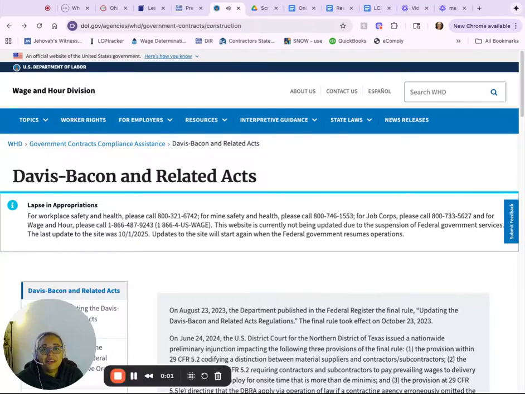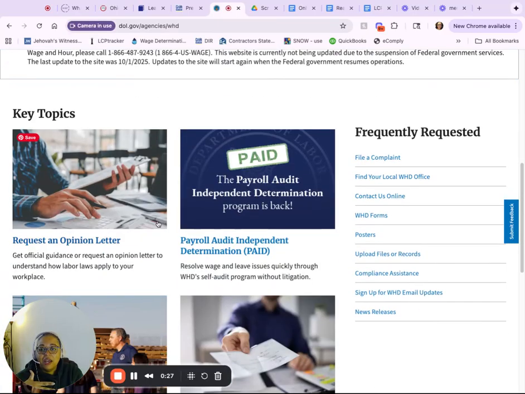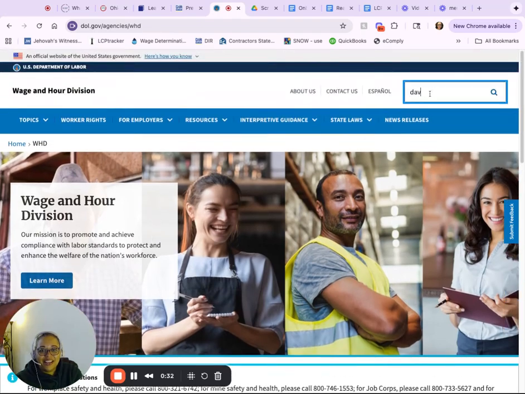Video 1.1, Navigating DOL.gov. So let's take a quick tour of DOL.gov. From this section, we already went to agencies, wage and hour division, and we searched for Davis-Bacon and related acts. It actually was not as user-friendly as I wanted it to be. When I went to the search, I searched for the wage and hour division, and I literally couldn't find it. So I had to search Davis Bacon.